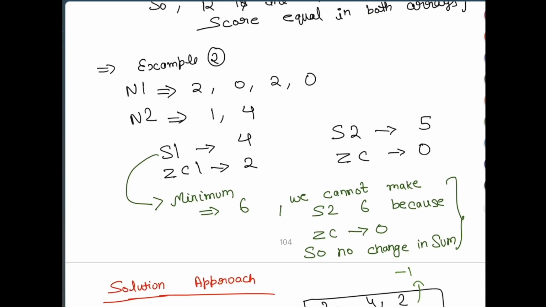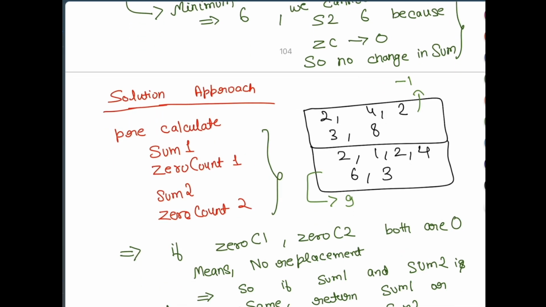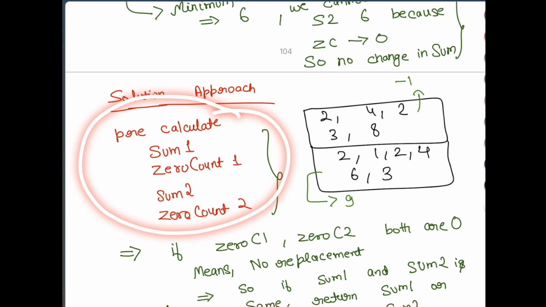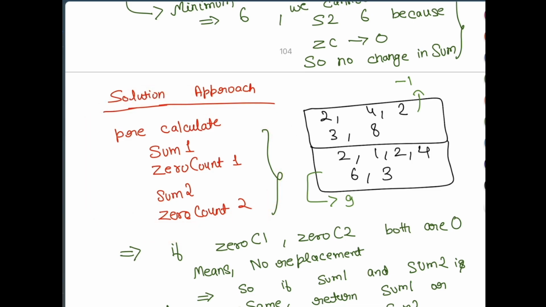Okay. Now let us understand the solution approach. We need to pre-calculate a few things. We need to find the sum in the first array and how many zeros we have in the first array. That is sum 1 and zero count 1. We also need to find the sum of the elements of the second array, sum 2, and the number of zeros in the second array, zero count 2. Now this is a necessary step. We will do it and we will see how these values are very helpful.